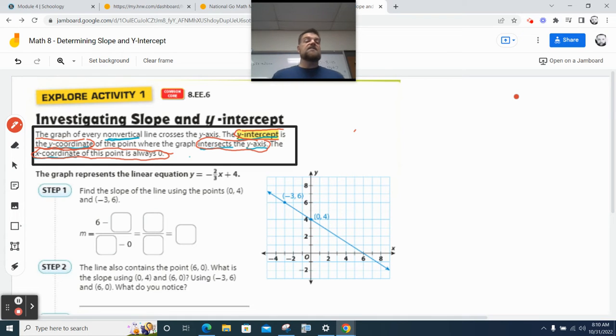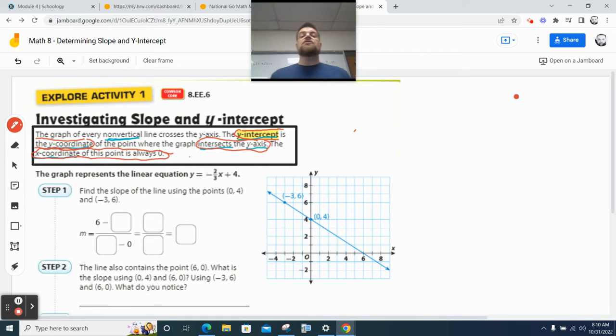So let me read this again. I said the graph of every non-vertical line crosses the y-axis. The y-intercept is the y-coordinate of the point where the graph intersects the y-axis. The x-coordinate of this point is always 0. So what I circled was the y-intercept is the y-coordinate. Then I circled intersects the y-axis. And then the last thing I circled is the x-coordinate is always 0.